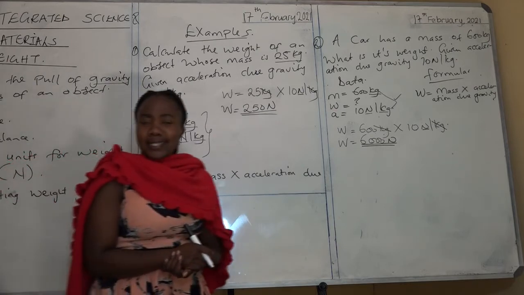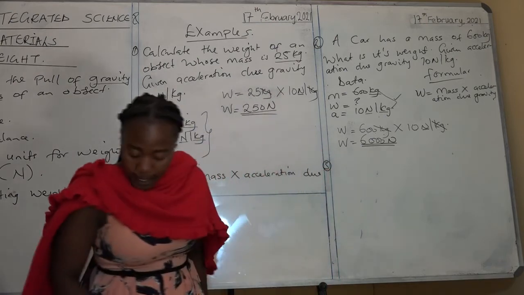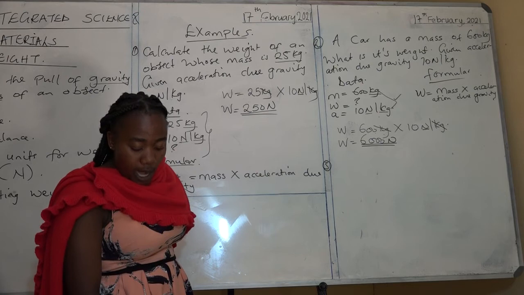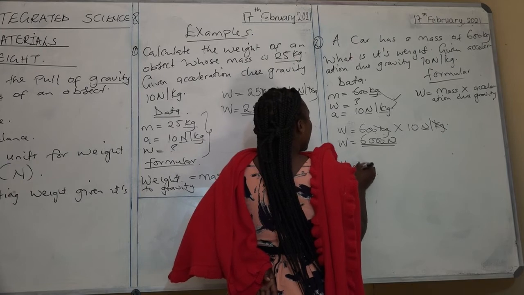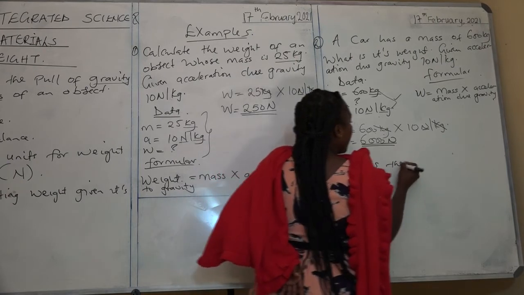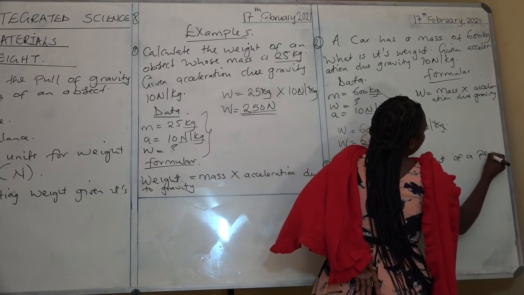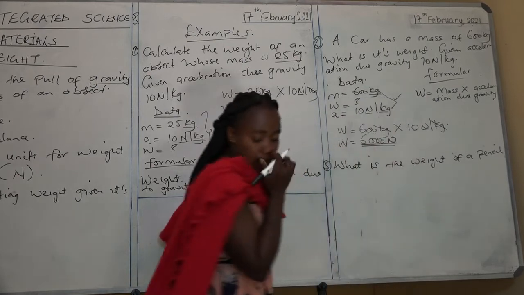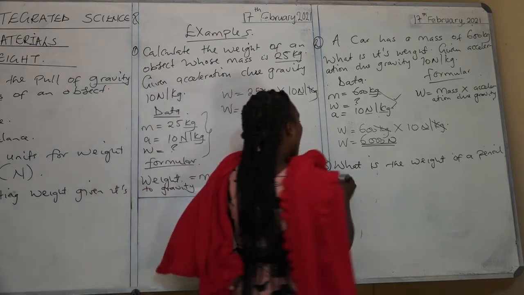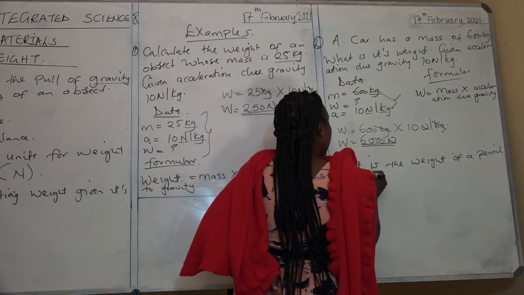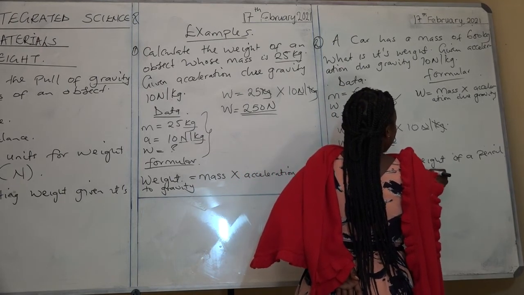Can you go to the last example for today? Okay. So the third example is, what does it say? It says, what is the weight of a pencil whose mass is 20 grams?